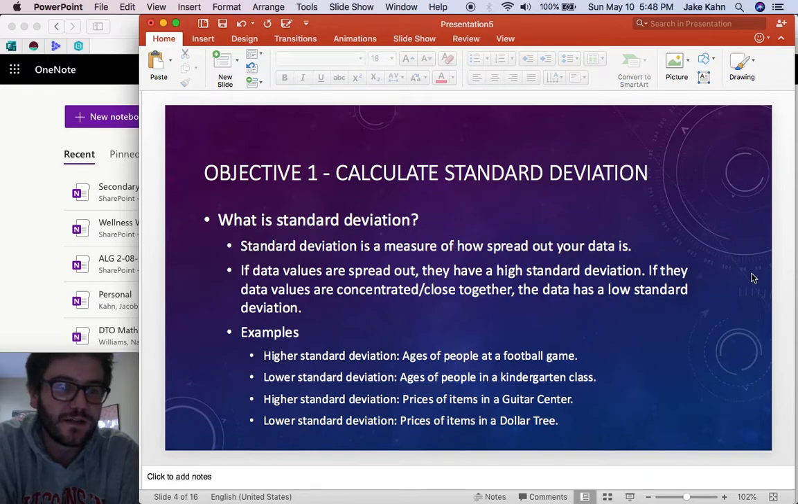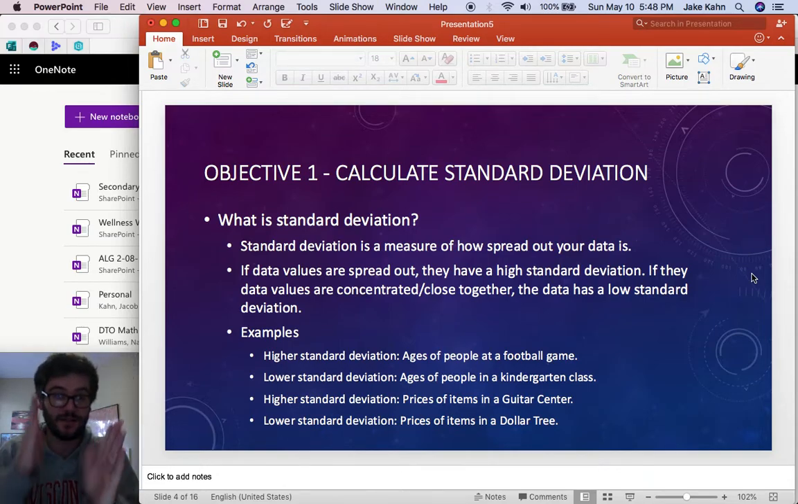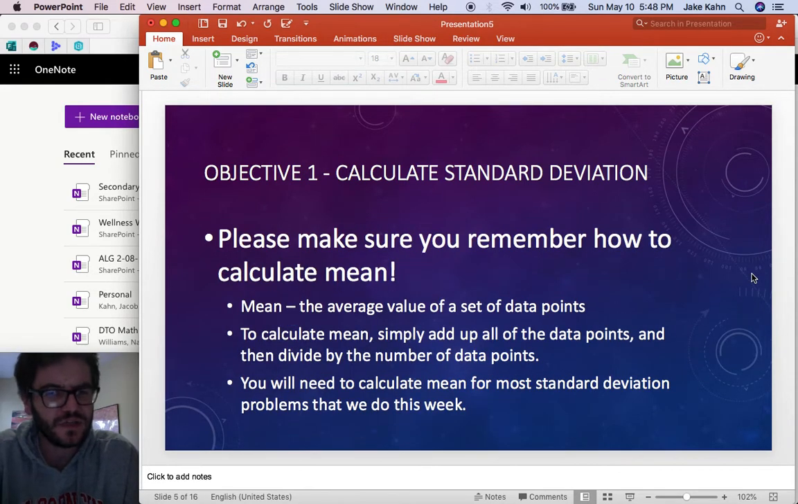They're all $1. It's a dollar store. So that would be a case where you have a very low standard deviation. In fact, if every single item cost $1, if every single item cost the exact same thing, it would actually have a standard deviation of 0 because the data is just one price. Hopefully that gives you a little bit of understanding of what standard deviation is.